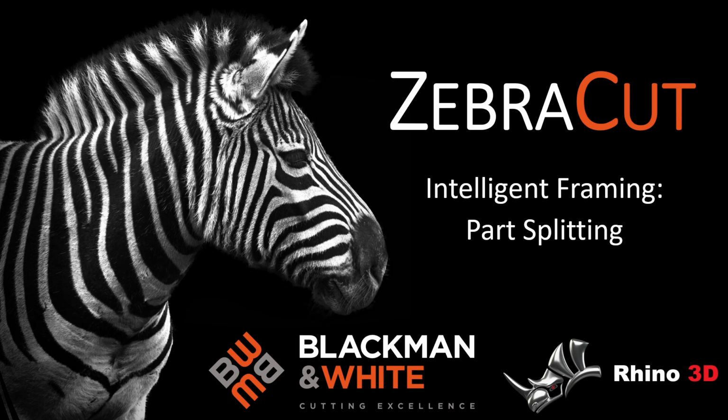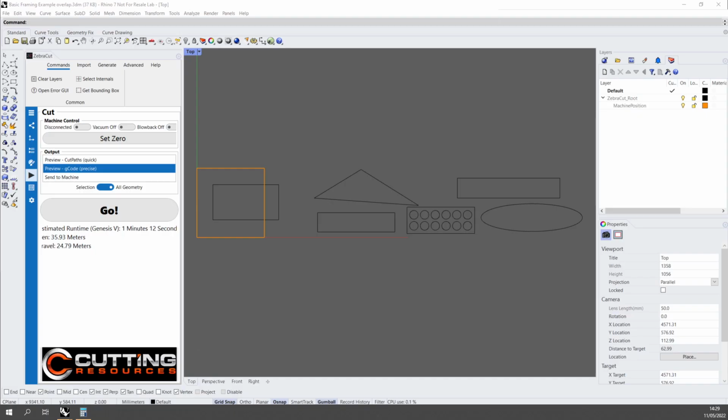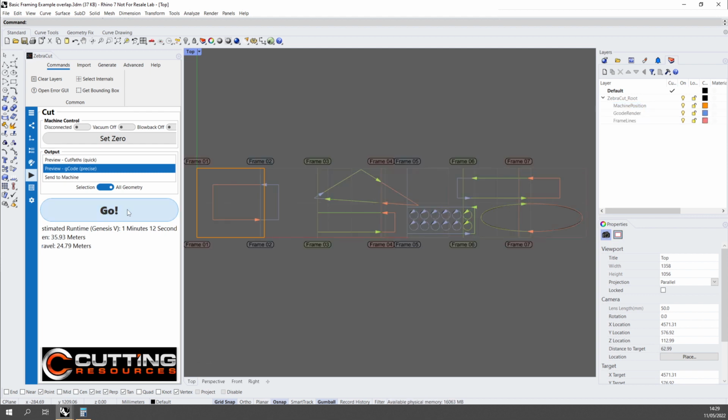In this video we are going to explore part splitting in intelligent framing in ZebraCut. Now I have here a number of parts which I wish to cut on my machine, which is this orange box here. If I preview this in ZebraCut, you will see that I get a number of frames.